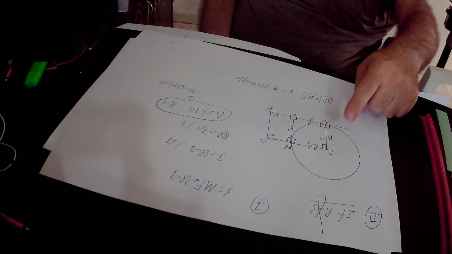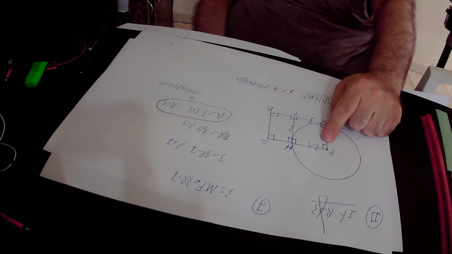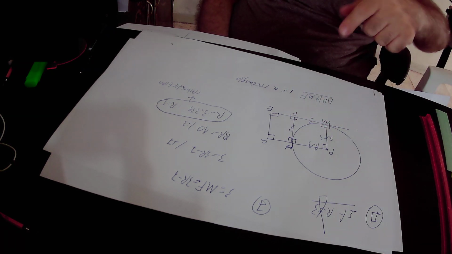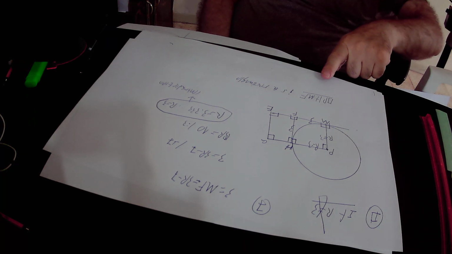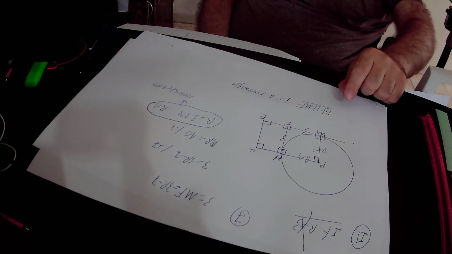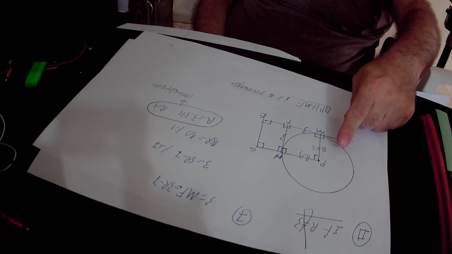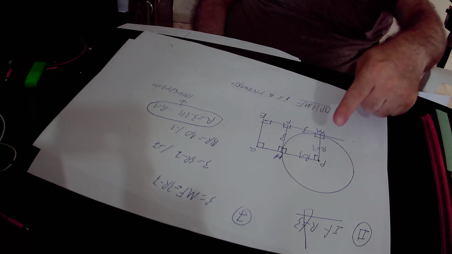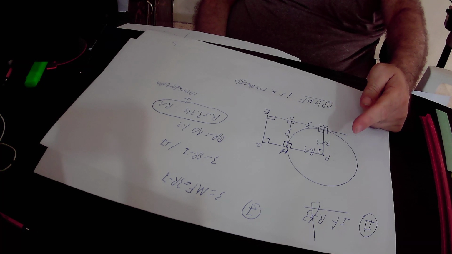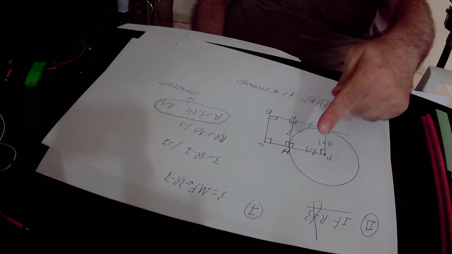Now, in PHMF, we have 1, 2, 3 right angles. Therefore, the fourth angle must also be equal to 90 degrees. So in quadrilateral PHMF, we have 4 right angles. Any quadrilateral that has 4 right angles must be a rectangle, so we regard quadrilateral PHMF as a rectangle. And we know that the opposite sides of a rectangle are equal to each other. That is to say, MF is equal to PH. But PH equals 3 because it is the radius.